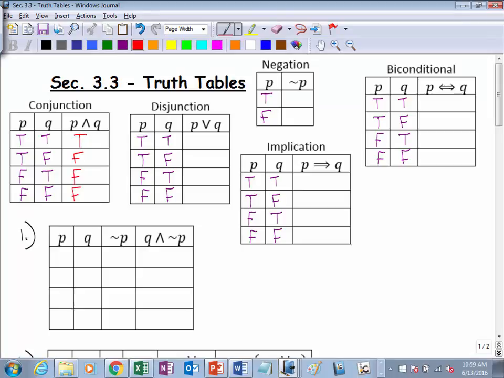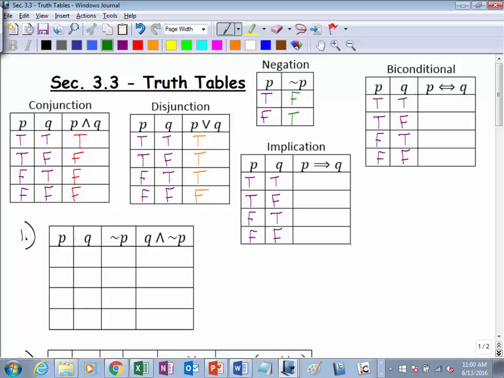And then a disjunction is the or. So that just has to be at least one of P or Q is true. So as long as one of them is true, then it's going to be true. The only time it's false is if they're both false. All right, and then for the negation, obviously if P is true, then not P is false, and if P is false, not P is true.